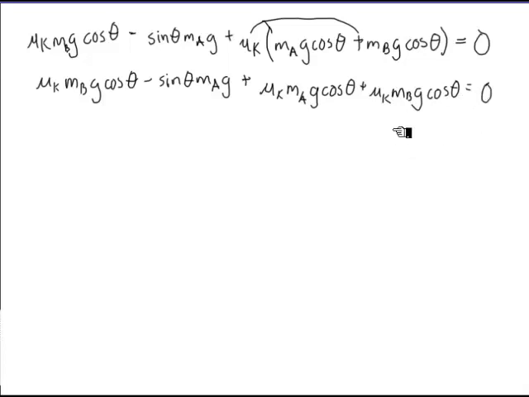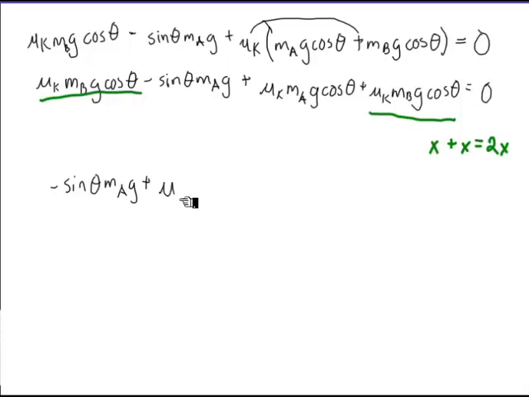Well, we see one thing. I'm not sure if you recognize that, right? But this is exactly the same term as this. If I gave you x plus x, hopefully you could recognize you could simplify that to 2x. So that's what I'll do next. I'll combine these two terms, and that will be minus sine theta M_A g plus mu_K M_A g cosine theta plus 2 mu_K M_B g cosine theta equals 0.